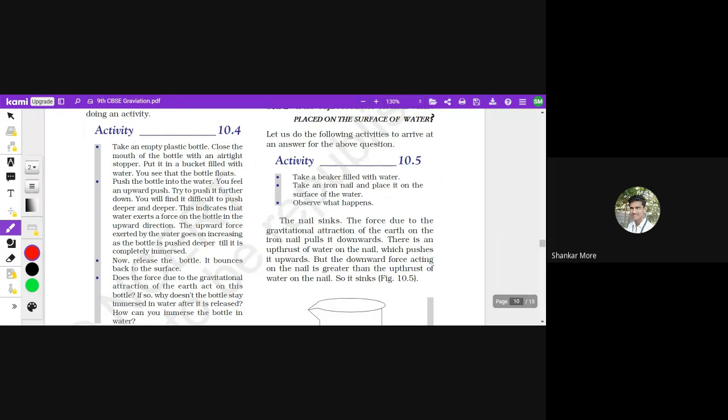And what you have to do is take a bucket full of water. एक बकेट लो बड़ा सा, उसमें पूरा पानी भर दो, right, and try to push that bottle in the water. उस बॉटल को उस वाटर में पुश करने की कोशिश करो. जैसे ही आप छोड़ते हो उस बॉटल को, what happens, that bottle will come up and start floating.